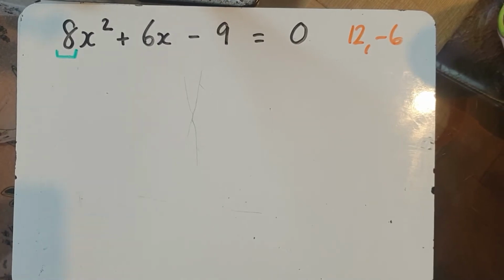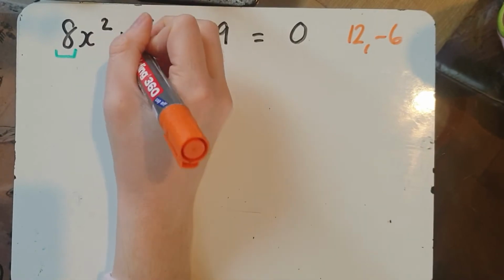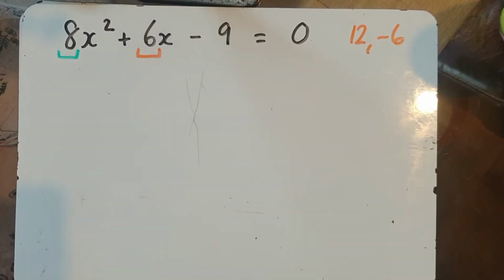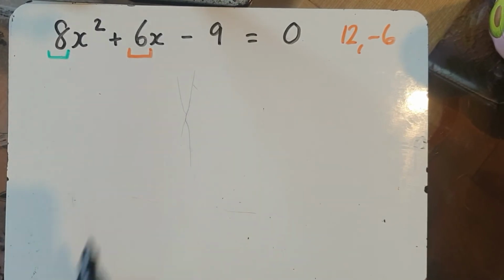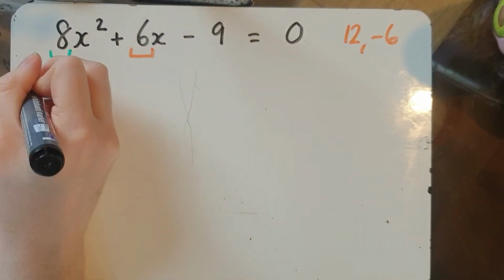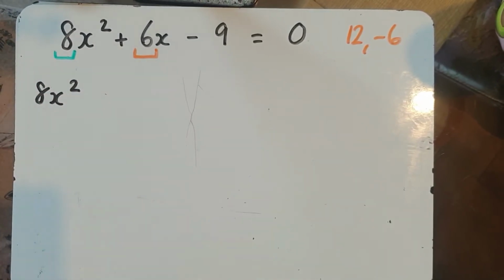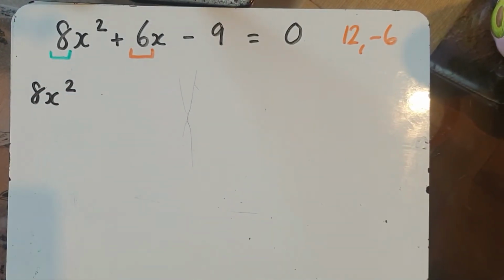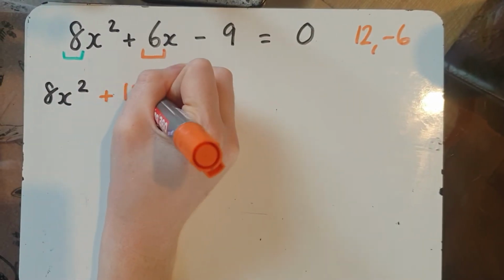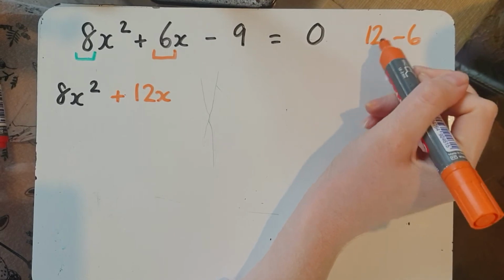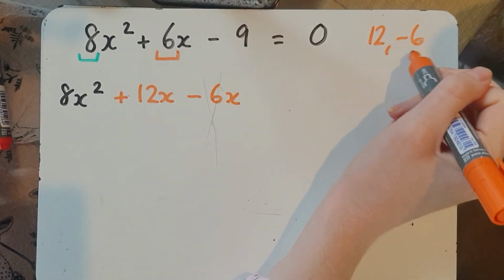So the two numbers that we found were 12 and negative 6, and the reason we need those is to split this coefficient of x. So I'm going to rewrite this equation. The 8x squared is going to stay the same, but what I'm going to do now with this 6x is I'm going to say that that's plus 12x, using this 12, minus 6x, using this negative 6.